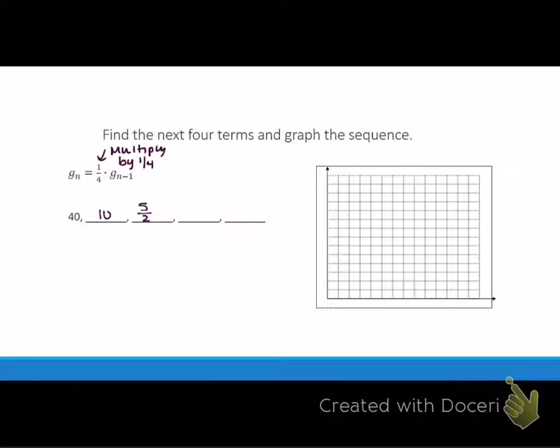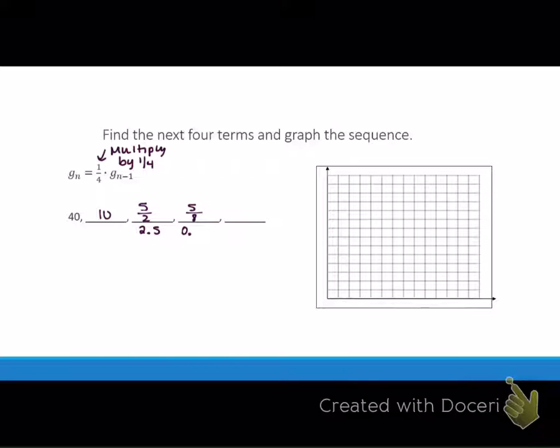Can I do 2.5? No, I would like you guys to keep fractions, get used to them. But that is 2.5. If we're graphing, it might be good for you guys to see the decimal. Okay, that's as good as right. Okay. Alyssa, what would the next one be?